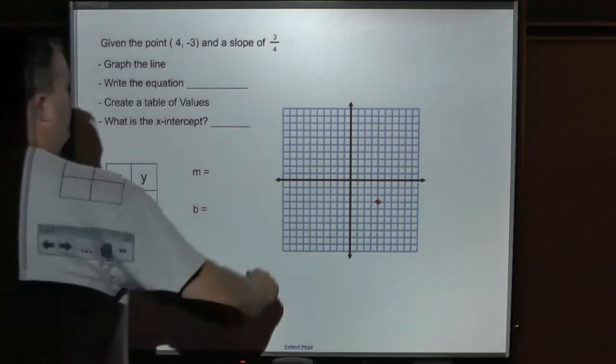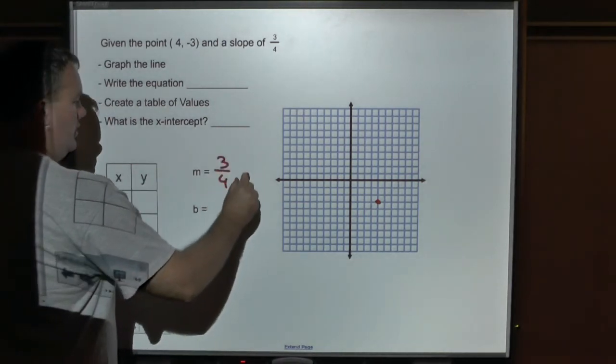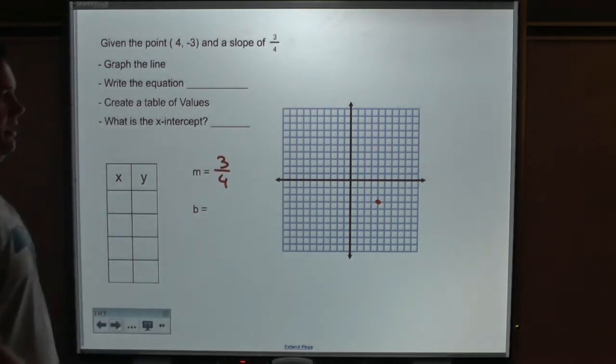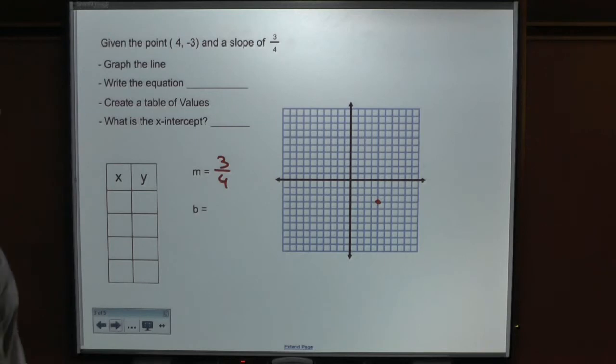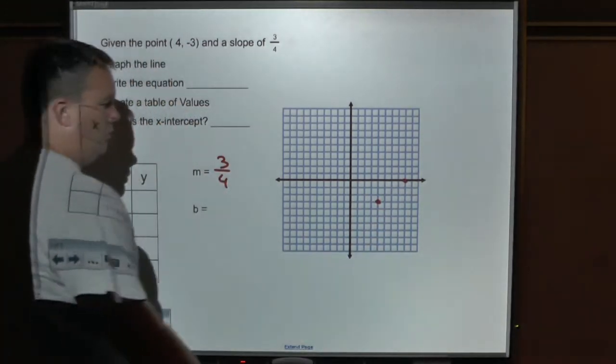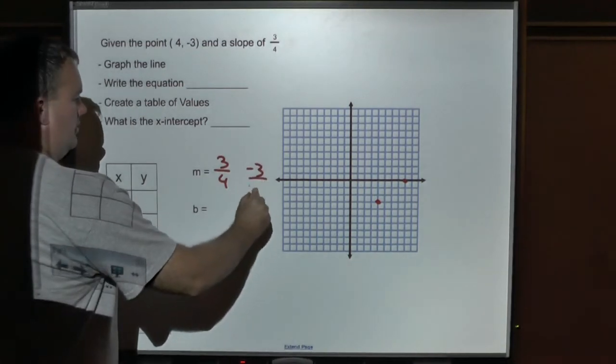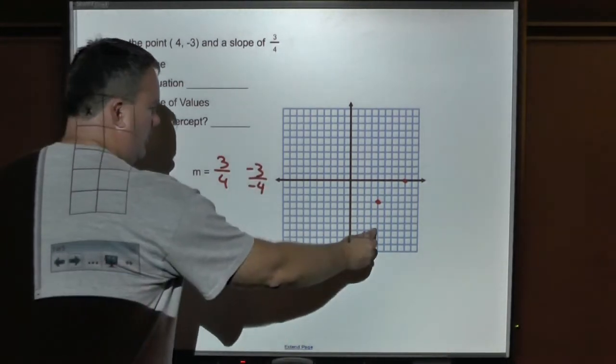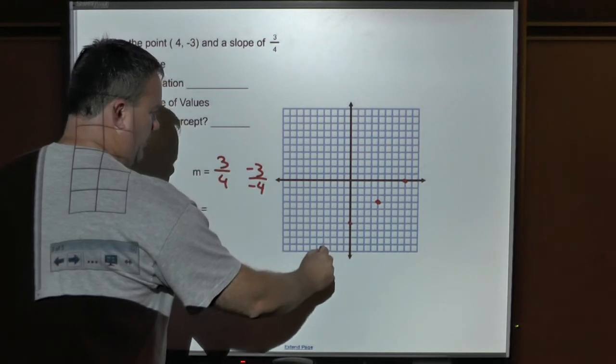Well, as we've talked about before, slope of 3/4 is change in y over change in x. That's a positive line, so it's going to increase. So we're going to go up 3, then to the right 4. So up 3 to the right 4. We got a point. Now, if we want more, we do the opposite. So down 3 to the left 4, and again down 3 to the left 4.